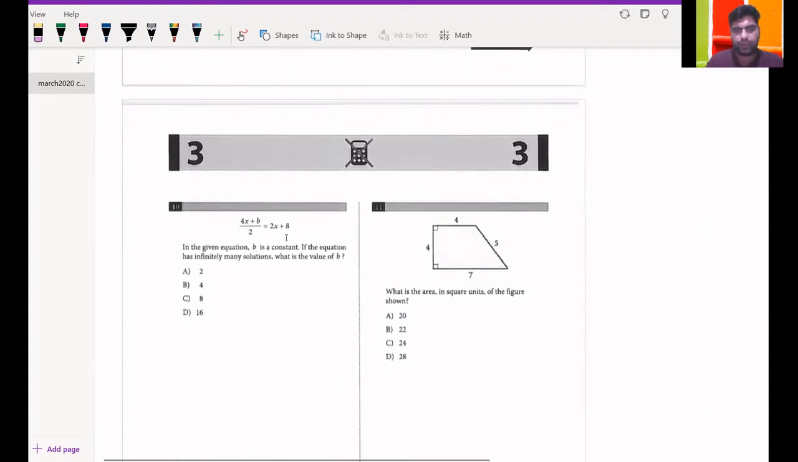(4x + b)/2 is 2x + 8. Infinitely many solutions means the left side of the equation must become the same as the right side of the equation. In other words, the left side represents one line, the right side represents another line. If there are infinitely many solutions, both the lines are actually the same line, or coincident lines.